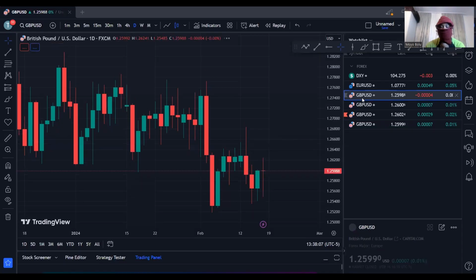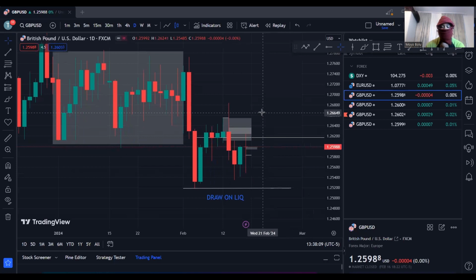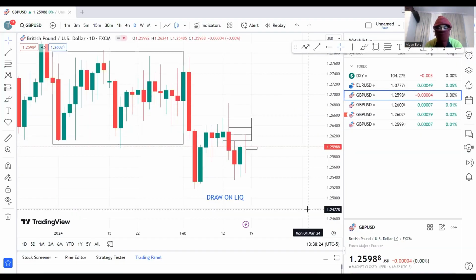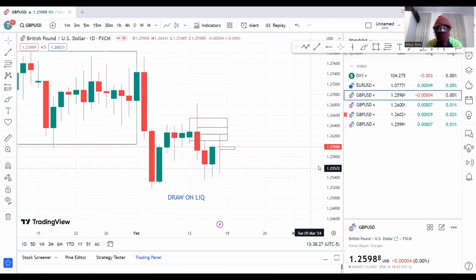I'm just opening my TradingView, so permit me. Okay, so this is GBPUSD. I got a comment from a friend. He suggested that I use the light color theme, so I'm going to use that so that it's more clear for everyone to see.